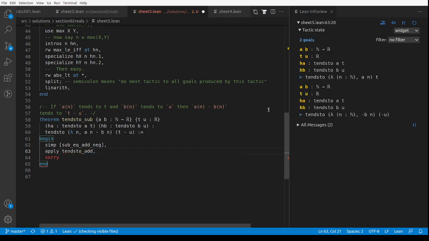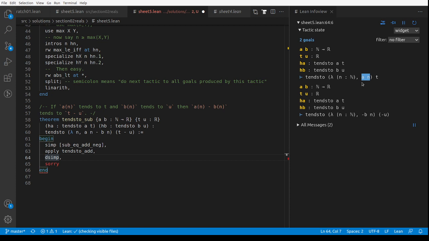There, and there we go. Now I've got two goals. And the first goal, whatever does that first goal say? Let's tidy it up. There. The first goal just says tends to a. It was using that lambda notation.